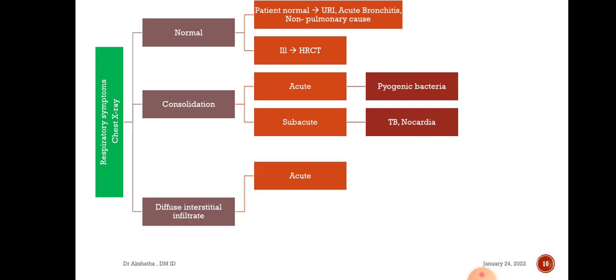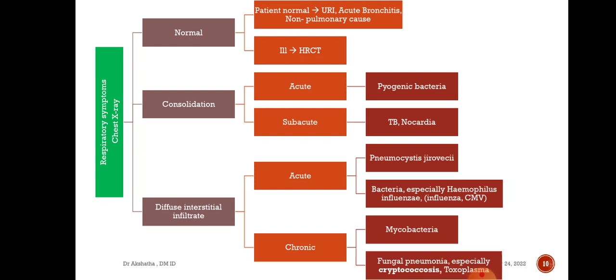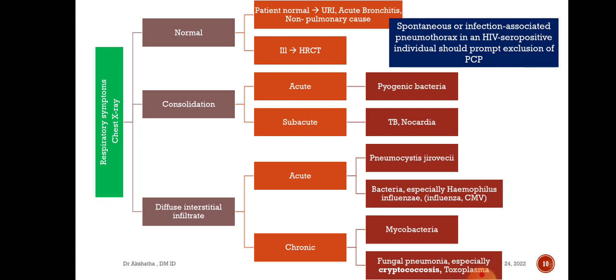If there is diffuse interstitial infiltrate and acute presentation, Pneumocystis jirovecii, and bacteria, especially Haemophilus influenzae. In case of chronic, mycobacteria, which could be TB as well as NTM, fungal pneumonia, especially Cryptococcus, Toxoplasma. One important clue: whenever a patient diagnosed to be PLHA is presenting to you with spontaneous pneumothorax, you should always and always exclude PCP in such a patient, because it is highly suggestive of PCP pneumonia.